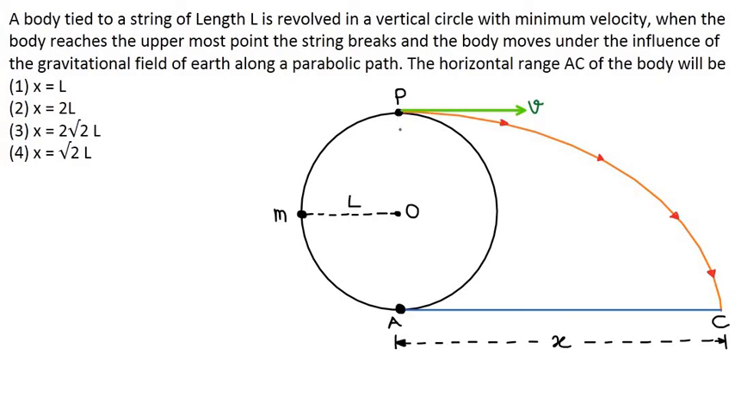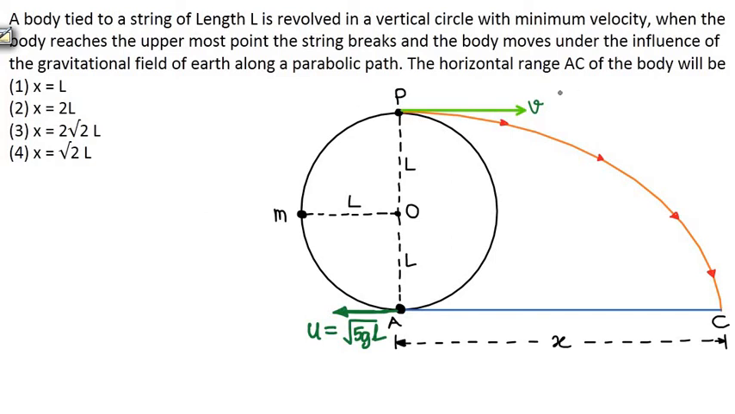So in this question, the particle is moving in a vertical circle of radius L. L is the length of the string of the pendulum. It begins from the lowest point A. At the lowest point A, the minimum velocity needed to complete the circle is root of 5gL, root 5gL.